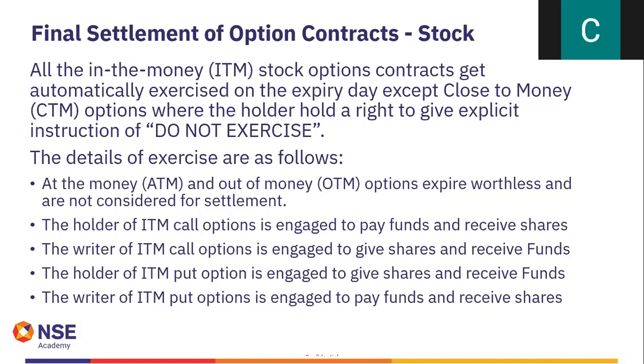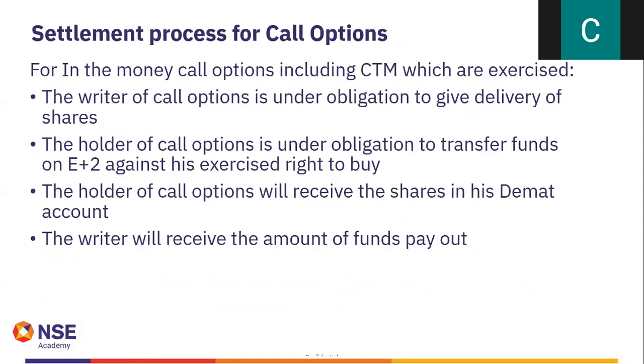So the 10 paisa which you are supposed to get, you will lose that, plus you might be required to pay more than that at times. So just to avoid that, for strikes which are very close to the spot market, you have this option called do not exercise. So the client can take a call whether he wants to really exercise or not. He can do a back calculation and give his decision. That is do not exercise.